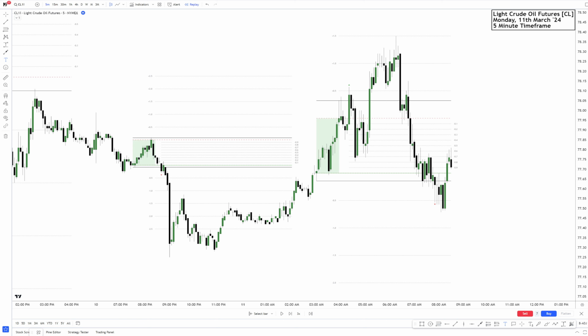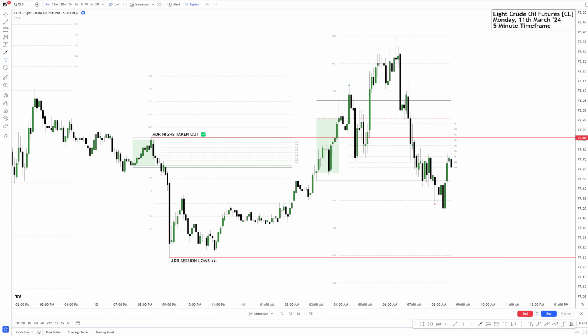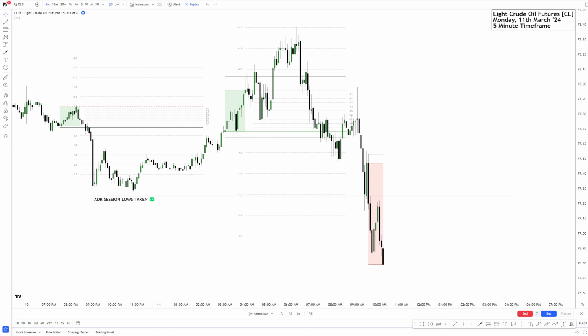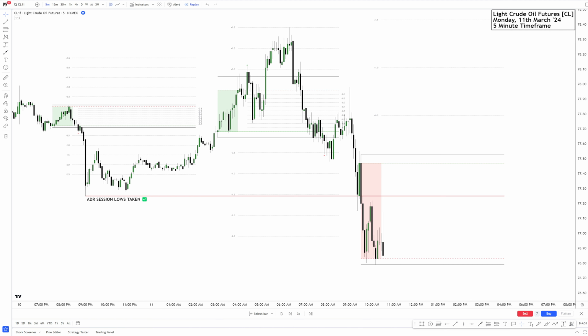Back to the chart, what else is important? The ADR highs have been taken out, while the ADR session lows haven't. Let's continue with the RDR. As you can see, we have just taken out the ADR session lows while forming the RDR box. 10:30 AM is over and the RDR session box has formed.